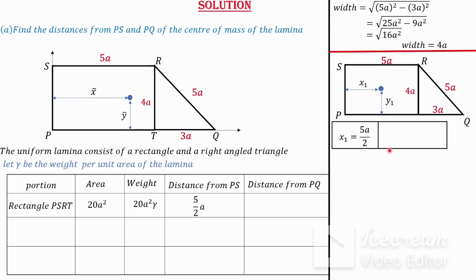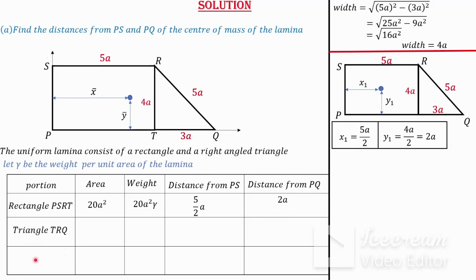The distance is simply going to be the same procedure as we used for the distance from PS. That is the distance from PQ, which is y1, simply going to be this 4a divided by 2. That is the width divided by 2, which gives us 2a. You can therefore fill our table by putting the distance from PQ, which is y1, of the rectangle PSRT to be 2a.